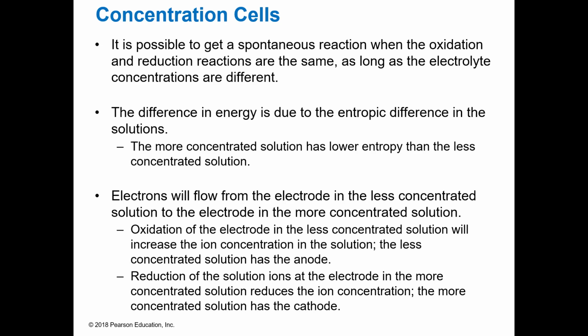All right, so here is a strange type of cell. So every cell we've been doing so far has been, you looked on the table, you found out what was being reduced, what was being oxidized. But you can actually have a difference in voltage based on just differences in concentration. So you use the same substance in both cells, both half reactions, but they're of different concentrations. And so the difference in energy is due to the entropic difference in solutions.